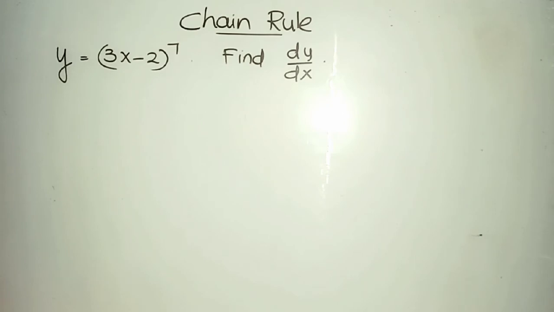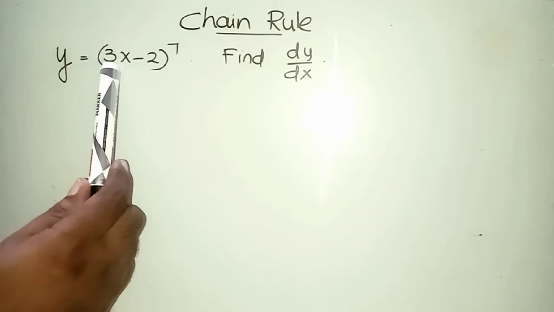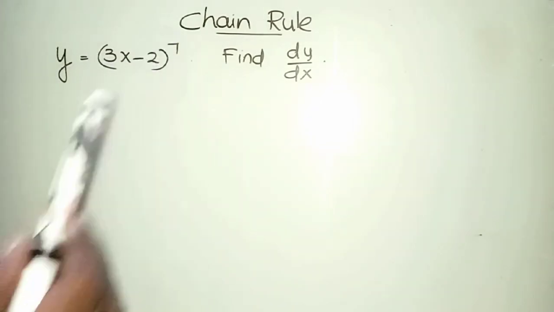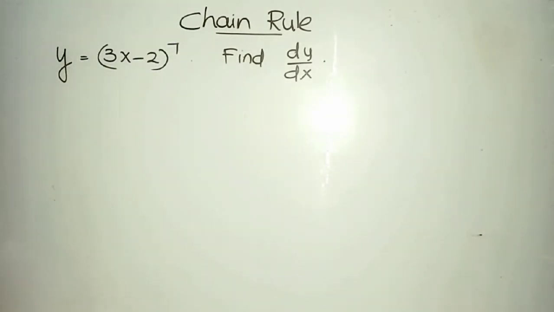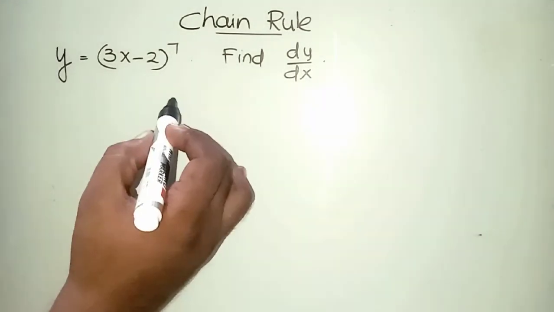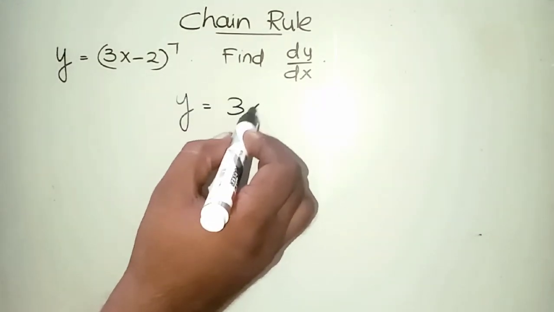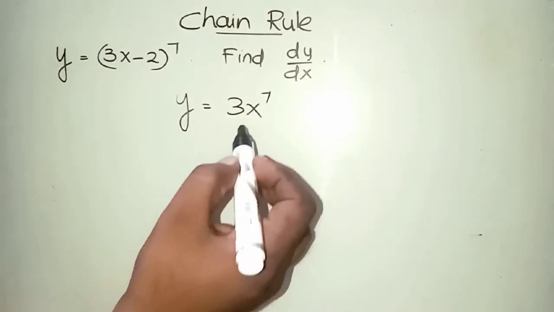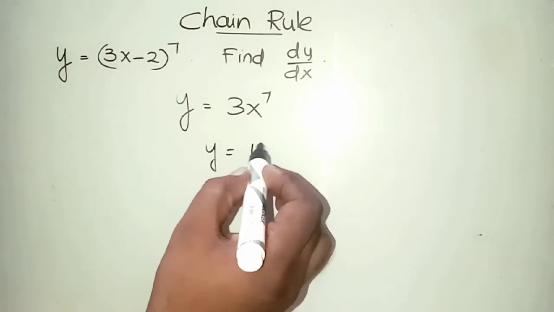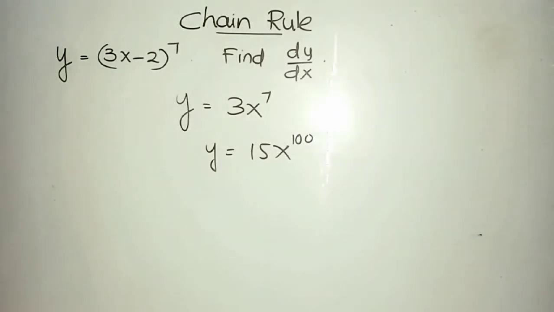Just remember, till now we haven't done any question based on binomial expansion. See, this is a binomial expansion. (3x minus 2) the whole raised to 7 is a binomial expansion. We learned only things like, if you get a question like 3x raised to 7, how to do it, or y is equal to 15x raised to 100, how to do it. We have learned this type of question, and if you get a question like this, how we are going to answer that, we are going to discuss in the topic chain rule.